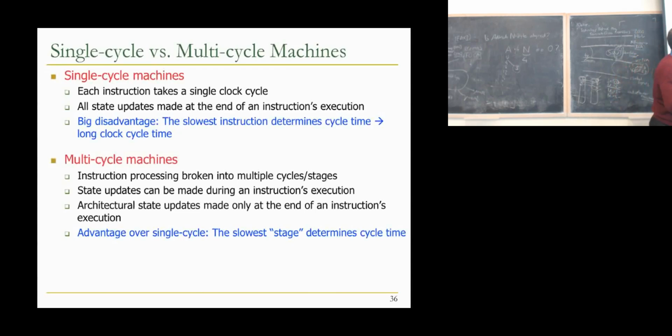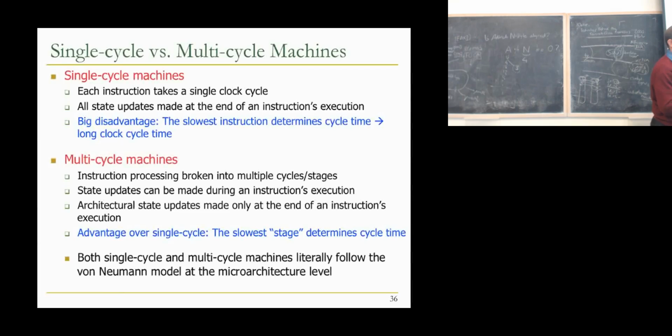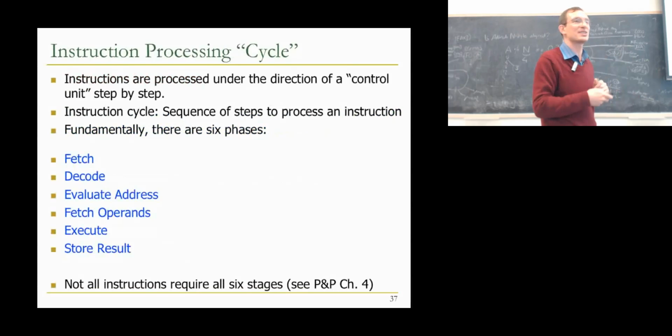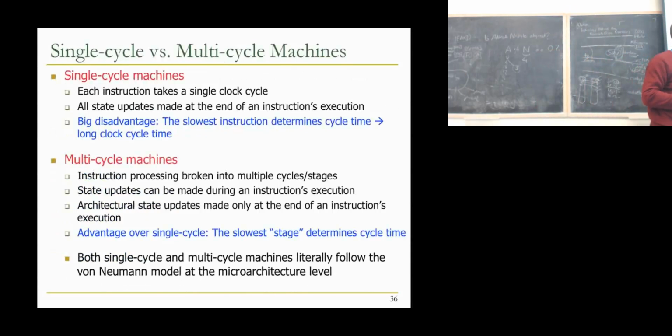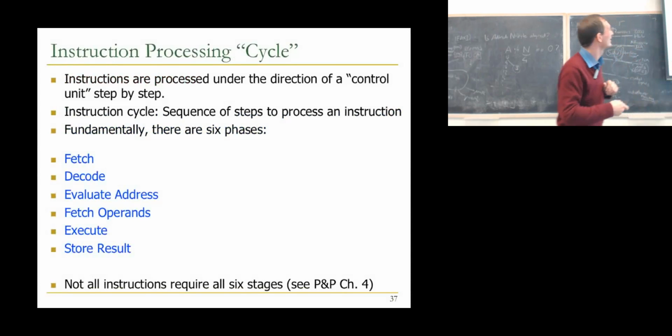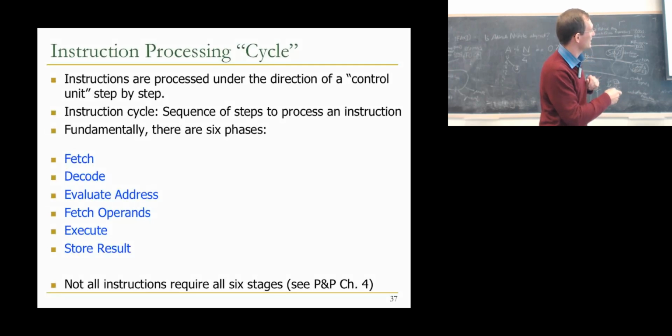So both single cycle and multi-cycle machines literally follow the von Neumann model at the microarchitecture level. Keep this in mind; we're going to change that. While I've talked about instruction processing broken into multiple cycles or stages, let's talk about the life of an instruction. How does instruction processing happen? I'll call this a cycle also, but unfortunately this is overloaded with the other clock cycle. This is the cycle of life of an instruction, if you will. Instructions are processed under the direction of control logic, step by step, in a sequence of steps. That's what an instruction cycle is.